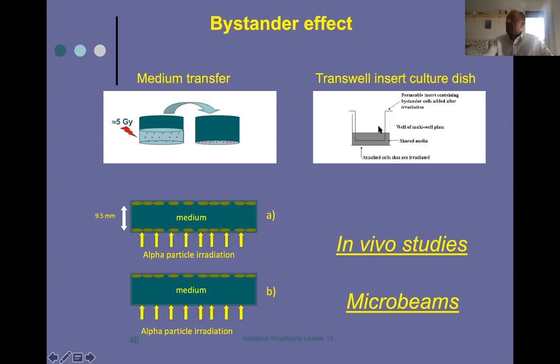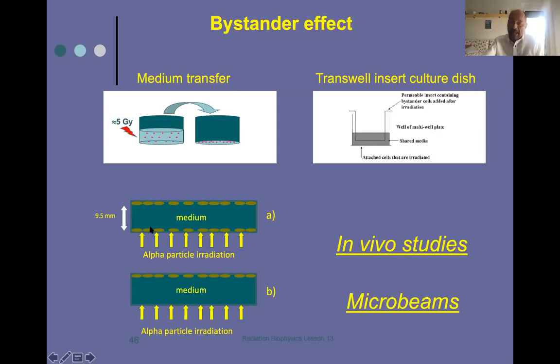then you irradiate from the bottom, then you remove this one, and you take these cells in another plate, and then you find out that doing this, let's say, you can increase or reduce the bystander effect. Depends. Let's say if you put the insert after the irradiation, then you have more cell death. If you remove the insert after the irradiation, you have less cell death than you would expect.